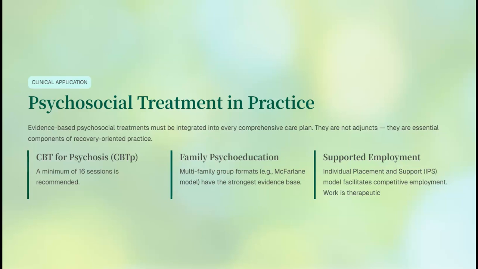For family psychoeducation, of course, multi-family group models like McFarlane have the strongest evidence, cutting relapse rates in half compared to standard care alone. It helps families understand the illness, helps them plan for crisis, and reduces expressed emotion. And it decreases the caregiver burden.